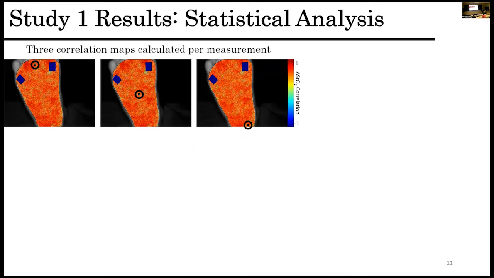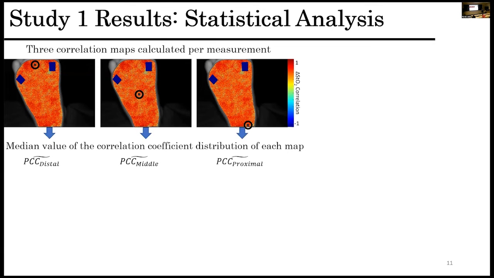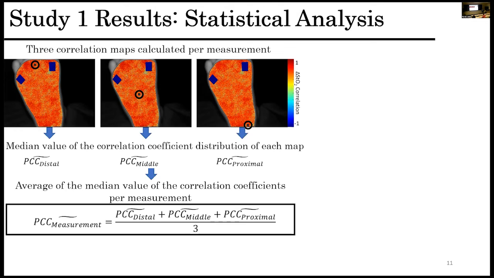Now, to quantitatively assess all of these spatial temporal maps, we calculated 3 correlation maps per measurement and extracted the median value of the correlation coefficient distribution of each map. Using this median gives us a good idea of the central tendency of the distribution in each map. And then we calculated the average of the median value of the correlation coefficients per measurement. This value was used to assess if there was a variability in the oxygenated flow within subjects across repetitions and between subjects.